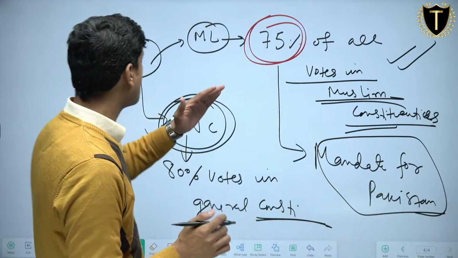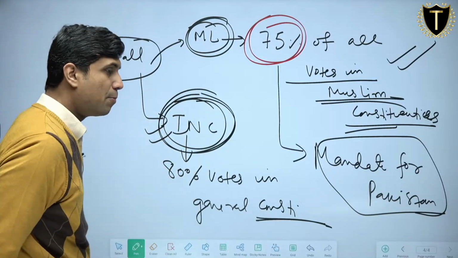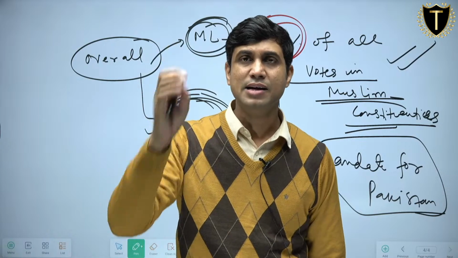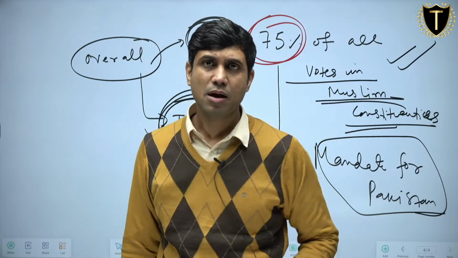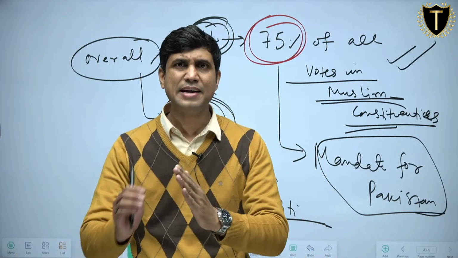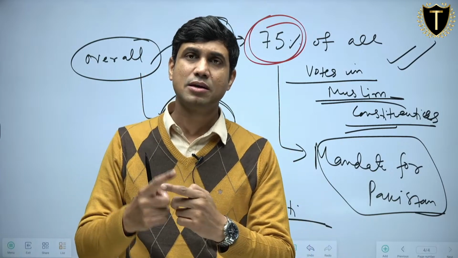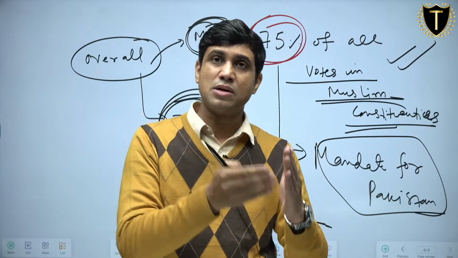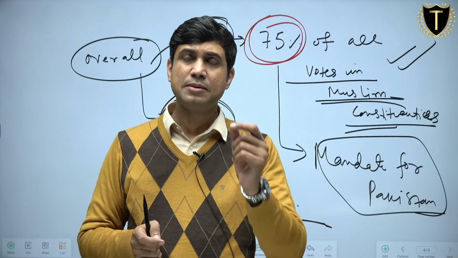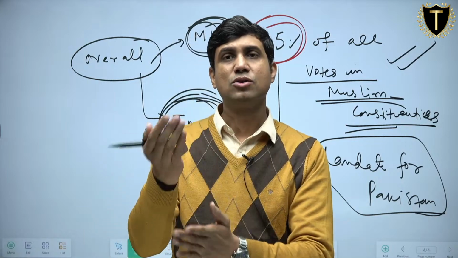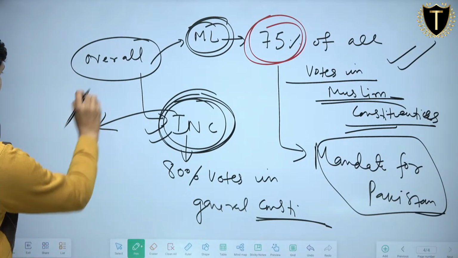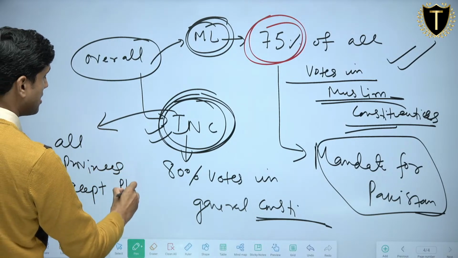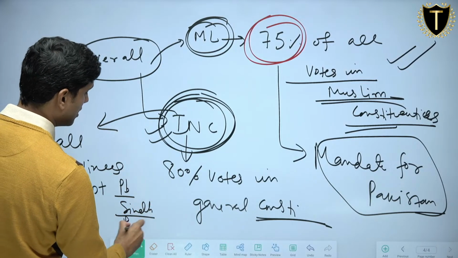In addition, if we see the performance of both these parties, Muslim League and Congress, in provinces, except 3 provinces, that is Sindh, Punjab and Bengal, the Muslim League won the elections. In the rest of the provinces, whether it was United Province, Bihar, Orissa or Madras, in all these provinces except Sindh, Punjab and Bengal, who came in power? Congress. So Congress won all provinces except 3, that is Punjab, Sindh and Bengal.